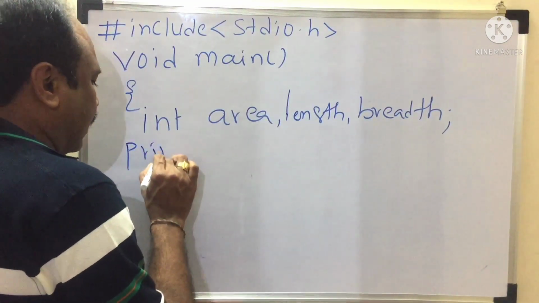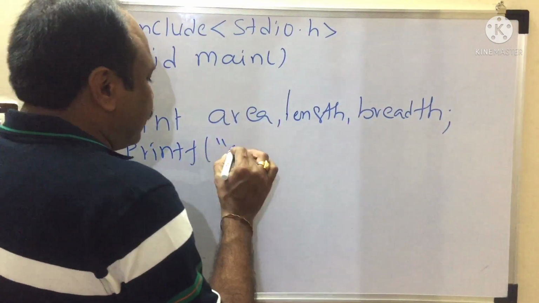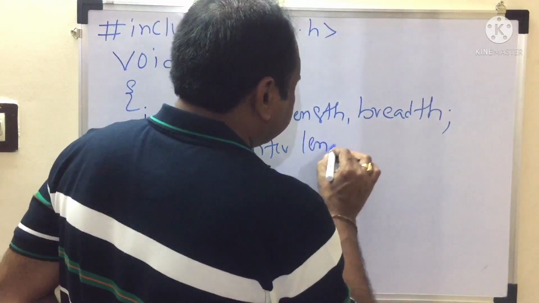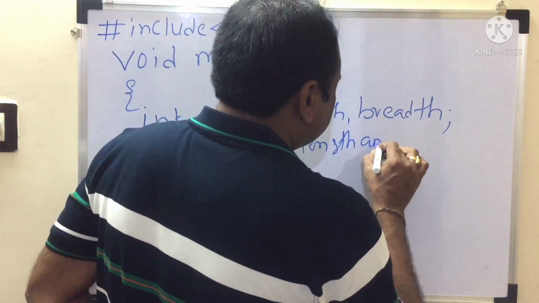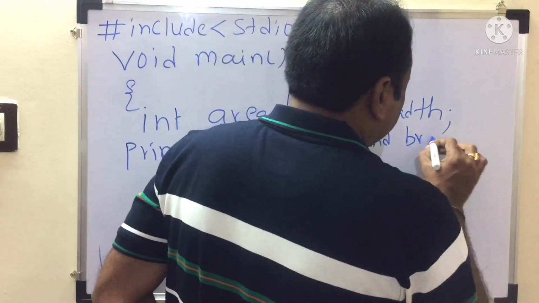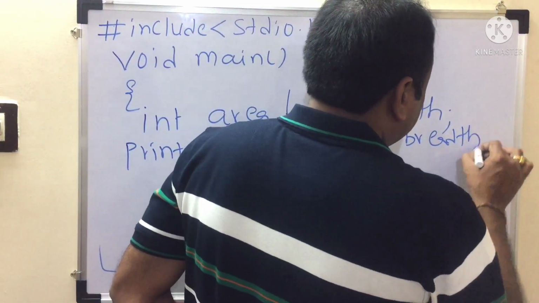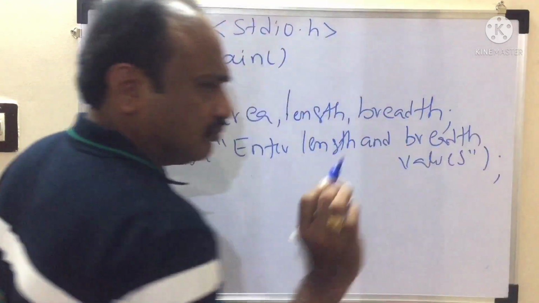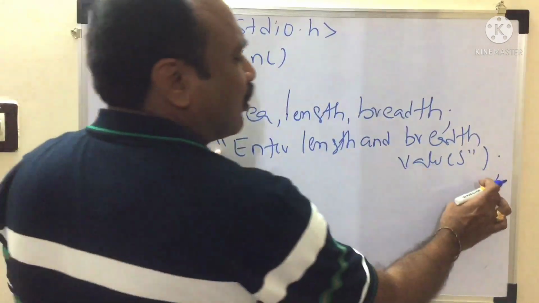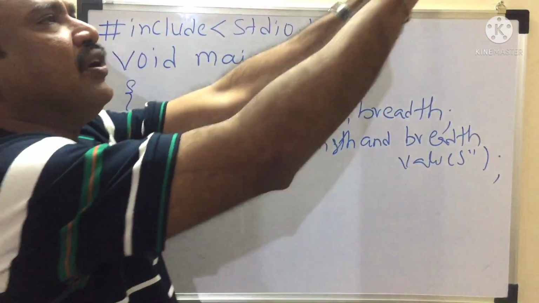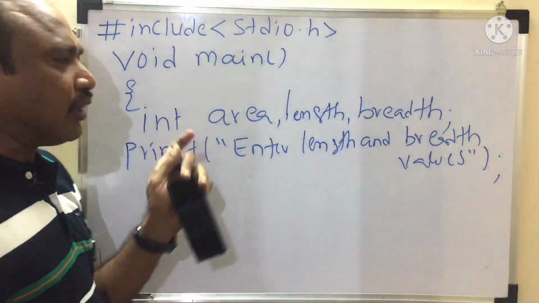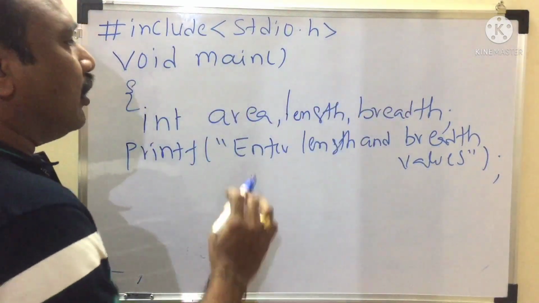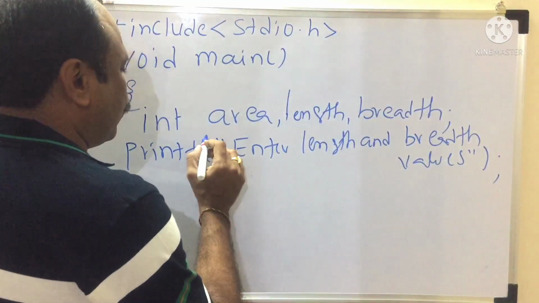Next, printf: "Enter length and breadth values". You can write anything, like enter length and breadth data. What you write in double quotes in printf is printed straight away on the computer screen. Then you will understand that we have to enter length and breadth values.